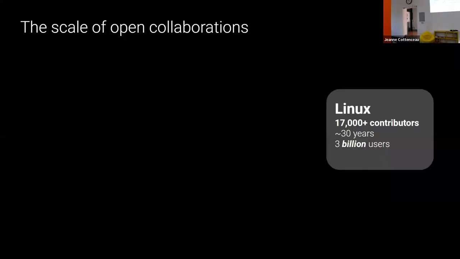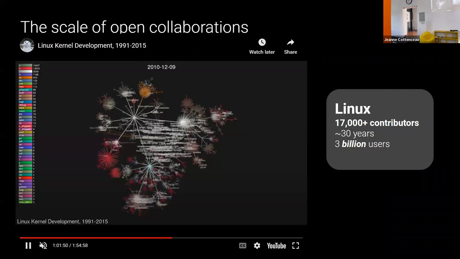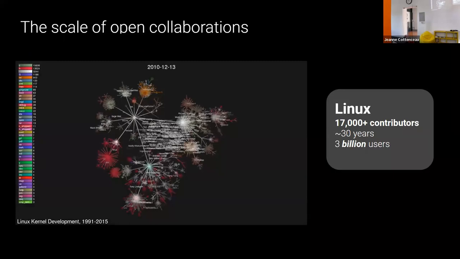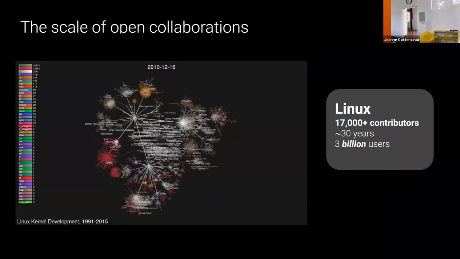And so now we're looking at that more at scale. This was a scale of 15, 20 people, but we're also interested in when you go to 1,000 people. For that, we're looking at open source ecosystems, which is typically Linux and open source.